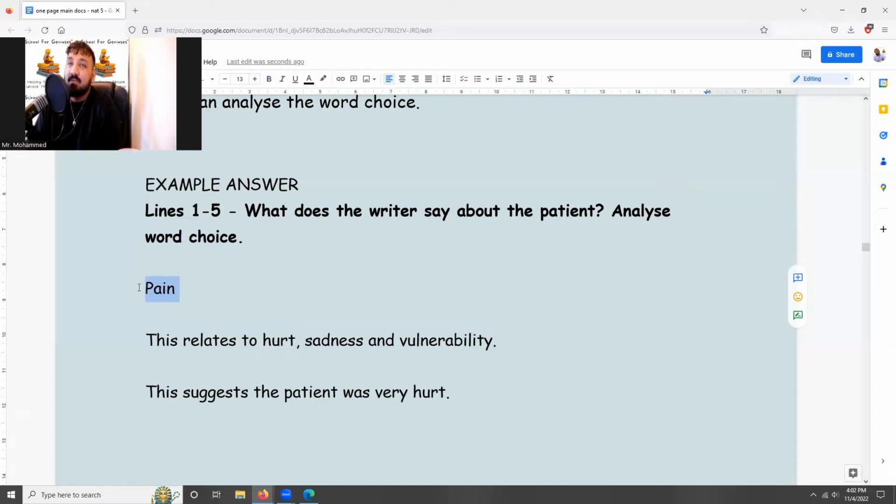So we take the word pain and we write it down. There's our key step once we've got the quote. So we write the word down. Now, what we want to do as much as we can is stick to one word. So we write down one word, which is pain. Good. Then we say this relates to, and we give the connotations, the related words. So here it's hurt, sadness, and vulnerability. So these are words that are related to pain.